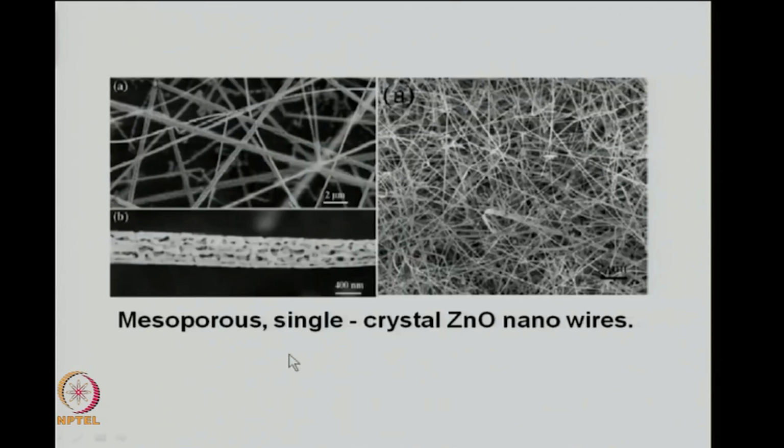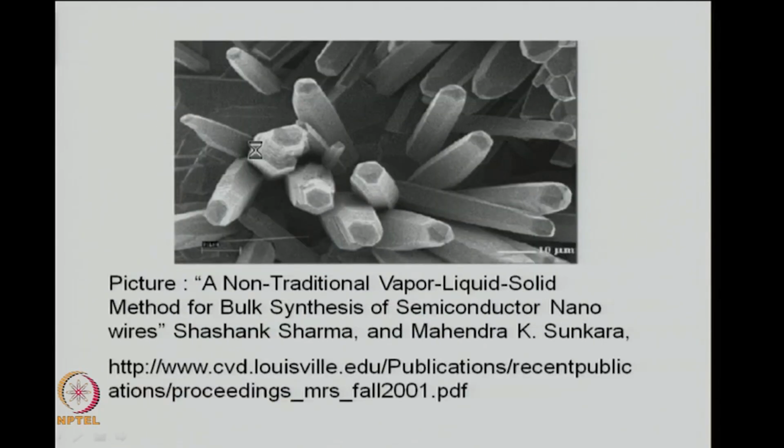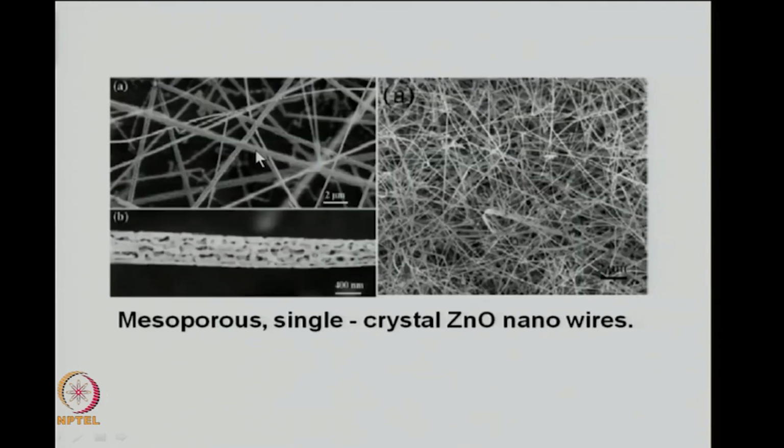This is again an SEM picture of single crystalline zinc oxide nanowires, at a scale of 400 nanometers. This is a zoomed in picture, where we are looking closely at the nanowires. This is a low resolution picture of zinc oxide nanowires, where you can see a jungle or a mesh of thousands of nanowires, and the scale here is around 2 micron.